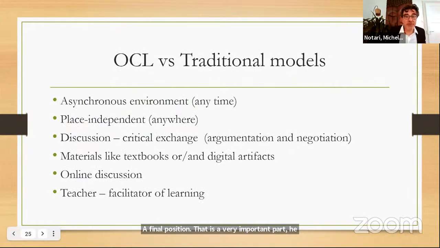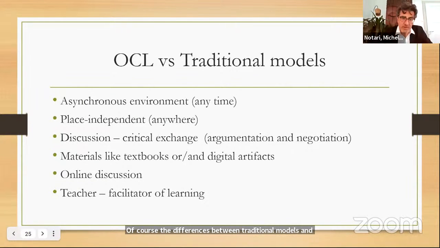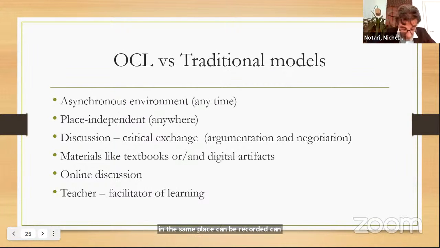Of course, there are differences between traditional models and online collaborative learning. With online collaborative learning, it is anytime, any place. The discussion and the critical exchange, the argumentation and negotiation can be done even if you're not sitting in the same place. It can be recorded, it can be followed up.